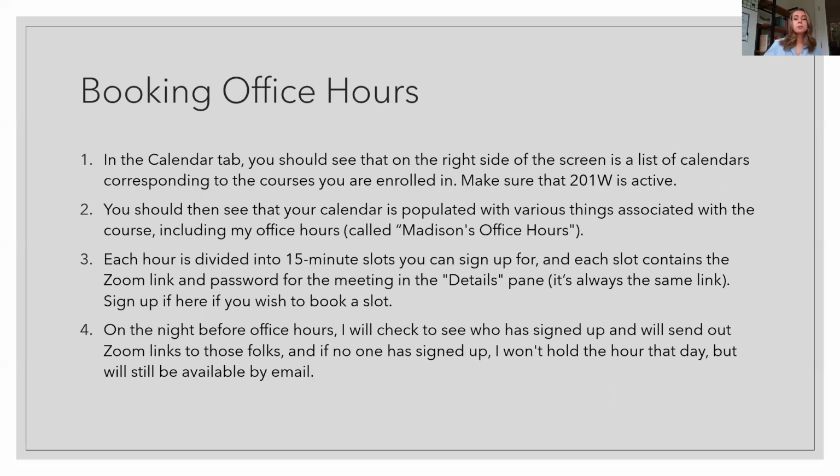So to sign up for office hours, head to the calendar tab in Canvas and make sure that the calendar for 201W is active, and you should see that your calendar becomes populated with a bunch of stuff associated with the course, some of which will be called Madison's office hours. So click on whichever one of those you'd like to book. It'll prompt you to book it, and then I'll be able to see that you've done so.